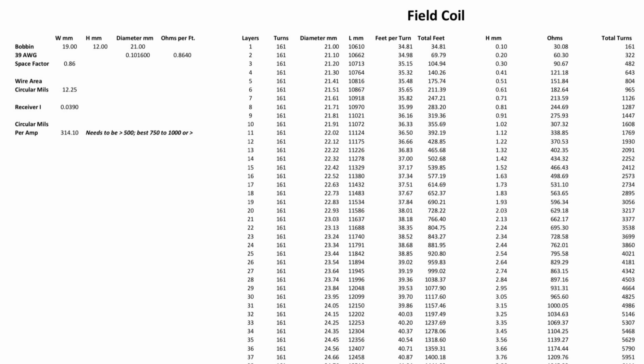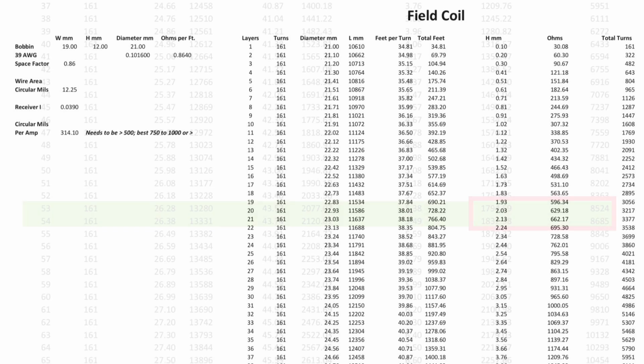Another thing I wanted to do was look at the circular mils per amp. Looking at the specifications for the wire and doing the calculations, you can see that we're well under 500 circular mils per amp at 314 using the 39 AWG. So again, not the best design and not anything that I want to go back with because it would create much heat and stress on the field coil based on 39 milliamps of current.